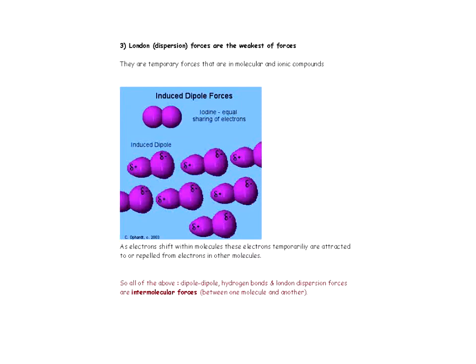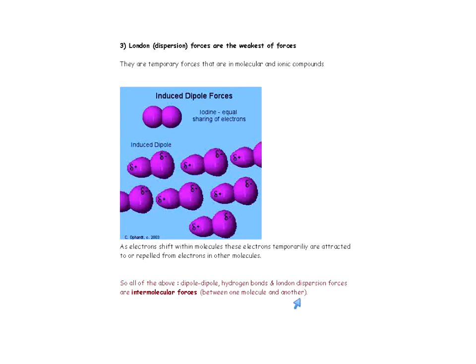All right, another type of intermolecular force is called London dispersion forces. London dispersion forces are found in both molecular compounds and ionic compounds, so pretty well any kind of compound will have these. These are the weakest of forces. They're just temporary forces that exist. As electrons shift within molecules, electrons are temporarily attracted or repelled to electrons in other molecules. All of these forces, dipole-dipole, hydrogen bonds, and London dispersion forces, are intermolecular. They take place between one molecule and another.